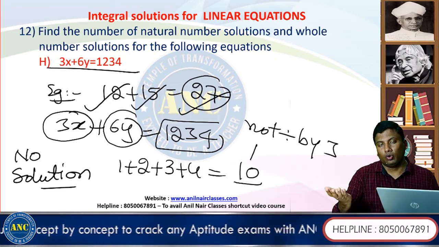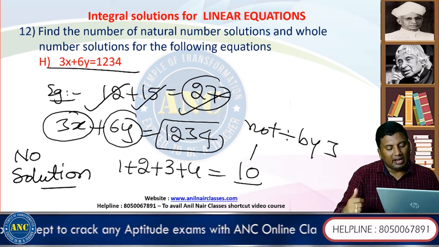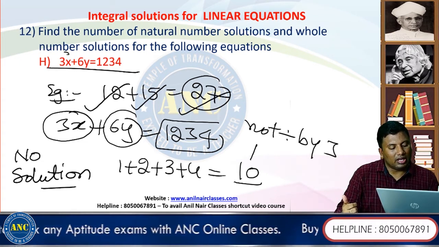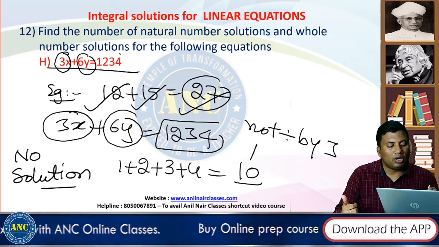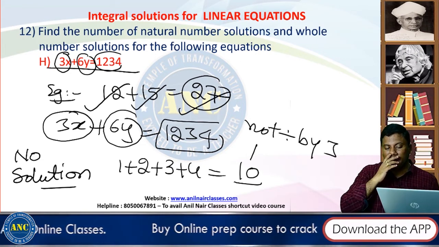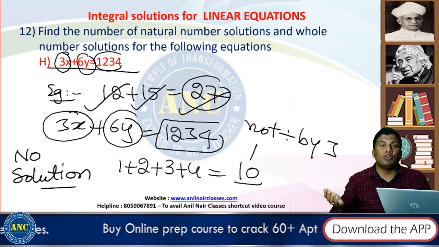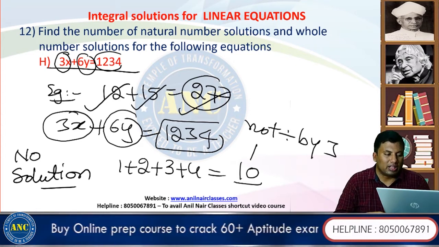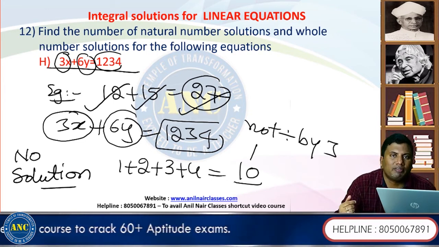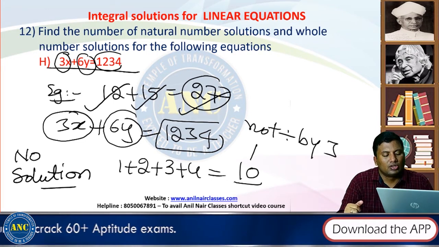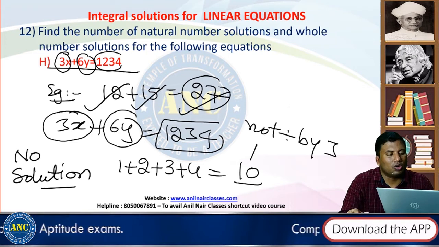You don't need to write it all out, condense it and do it. 3x, 3 is a multiple of 3. 6y is a multiple of 3. 1, 2, 3, 4 should be a multiple of 3. If it is a multiple of 3, you can condense it and use a method. I will develop a question based upon that one also. 1, 2, 3, 4 is not a multiple of 3, so the answer for this question is no solution.